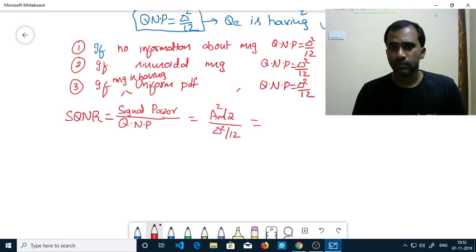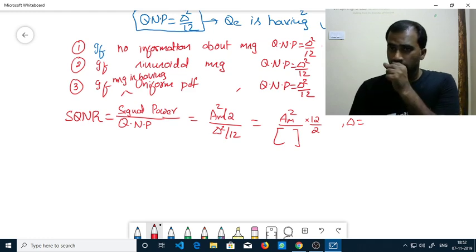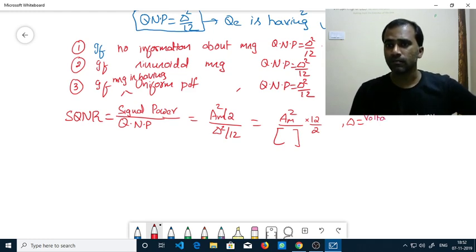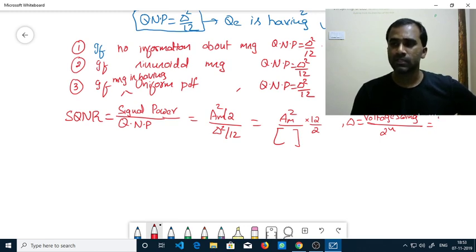So this is equal to AM square divided by 12 into the numerator, 12 divided by 2. So here in the denominator it is delta square. So step size can be written as, what is the formula for step size? The formula for step size is voltage swing divided by 2 to the power of n. And what is the voltage swing in this case? Since the message is AM cos omega mt, the highest voltage possible is AM and the lowest voltage possible is minus AM. So voltage swing is 2 times the peak amplitude of the sinusoidal signal. 2 AM is the voltage swing, divided by 2 to the power of n.